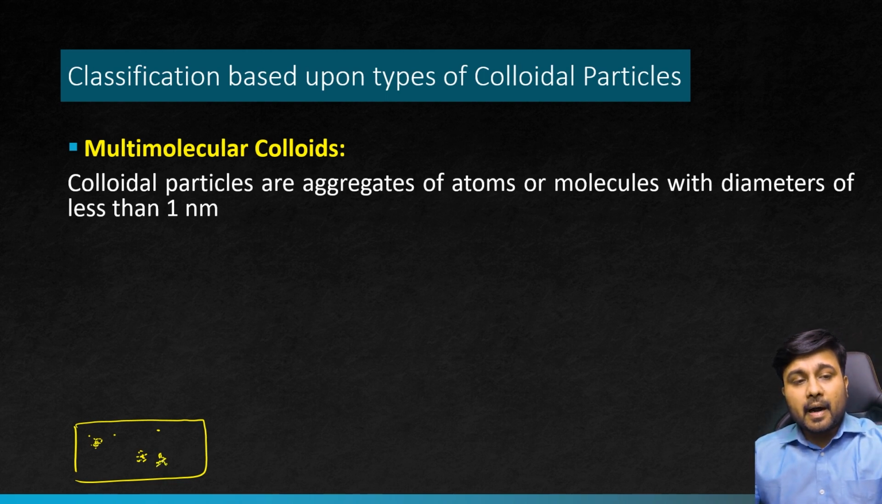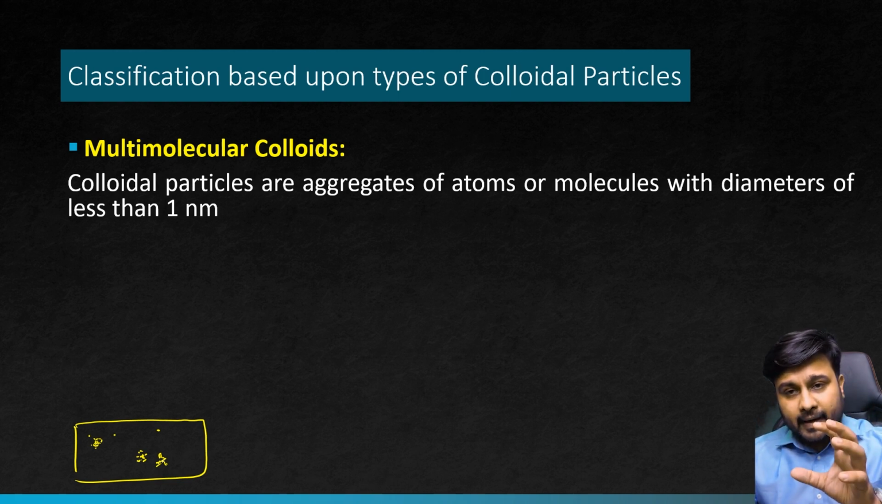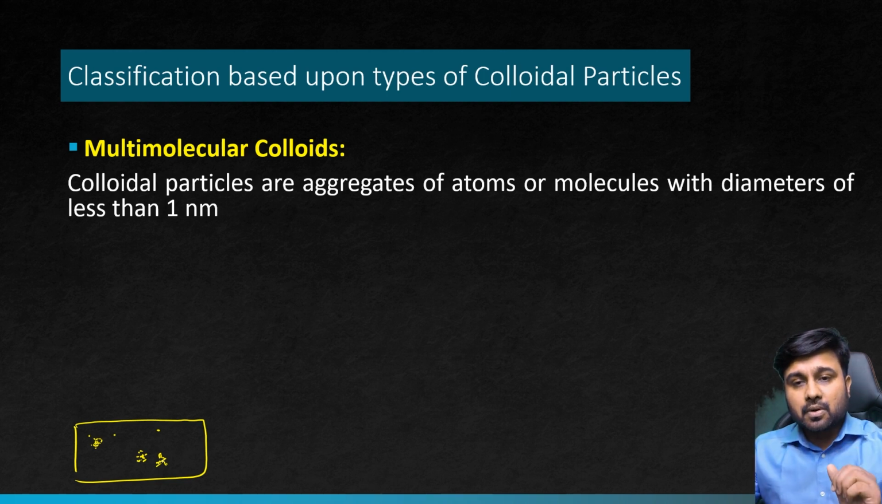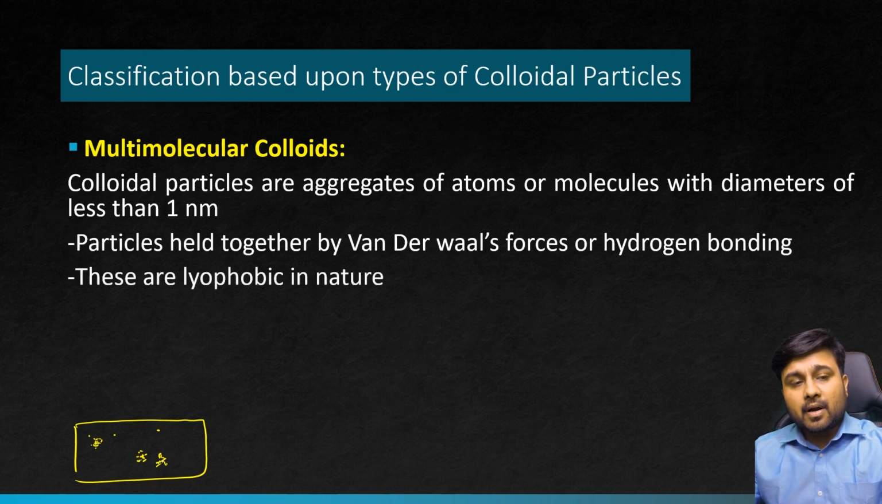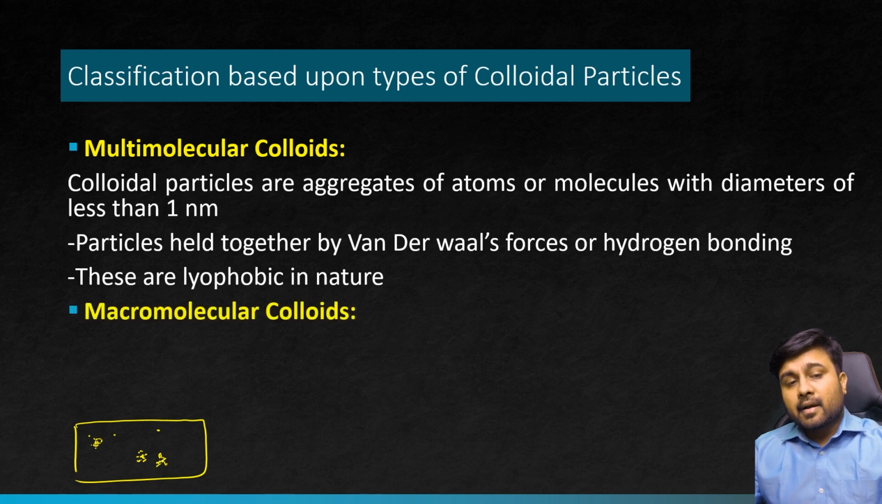So what happens is, when particles less than 1 nanometer aggregate together to reach a colloidal range, such colloids are called multimolecular colloids, because in one particle there are multiple molecules. Okay, next we have macromolecular colloids. So what are macromolecular colloids? Macromolecular colloids are those in which the one particle is very big. That particle is itself in a colloidal range. That one molecule is already in colloidal range.